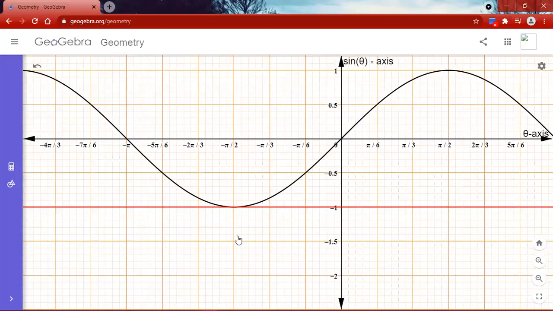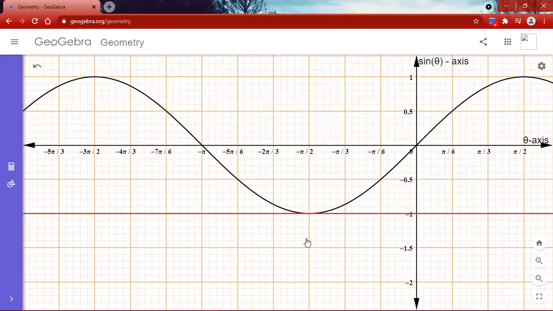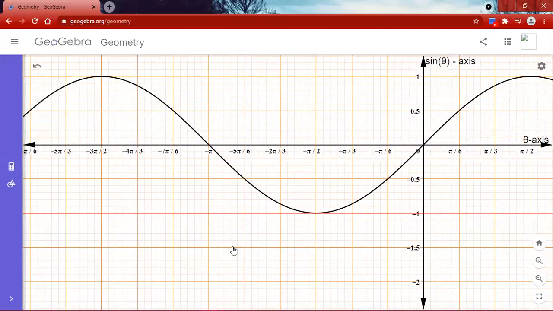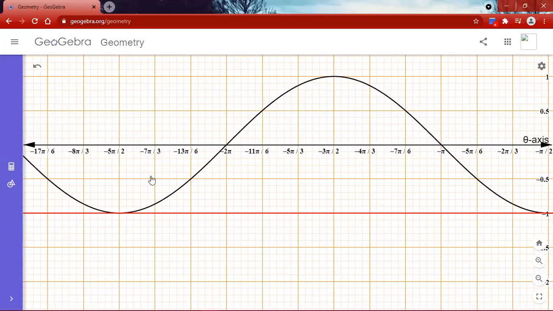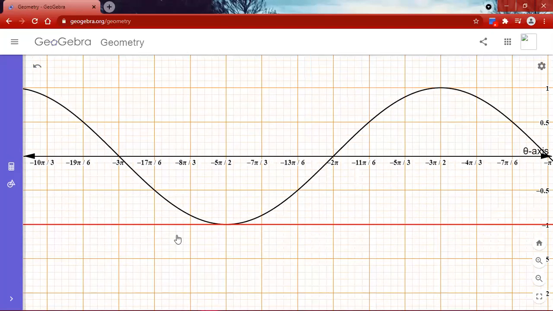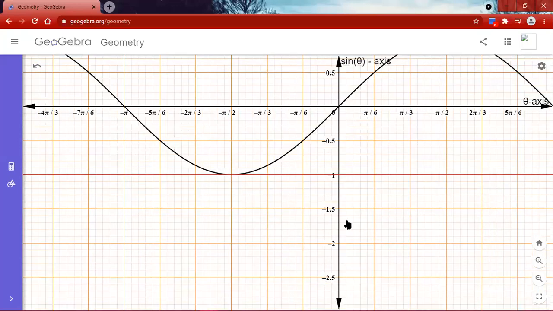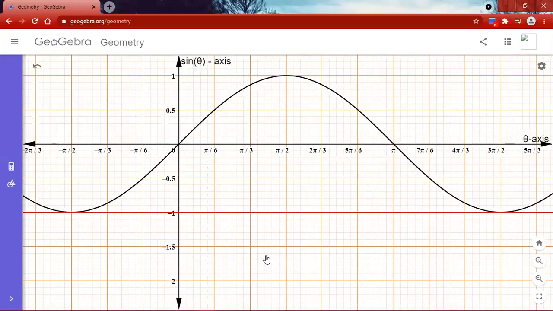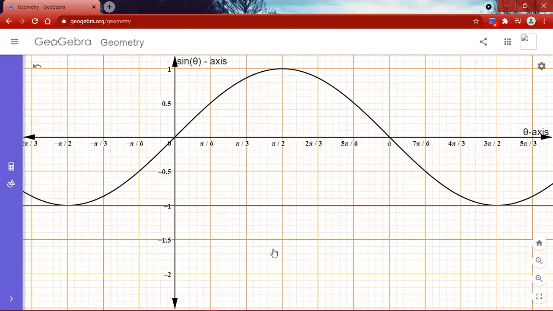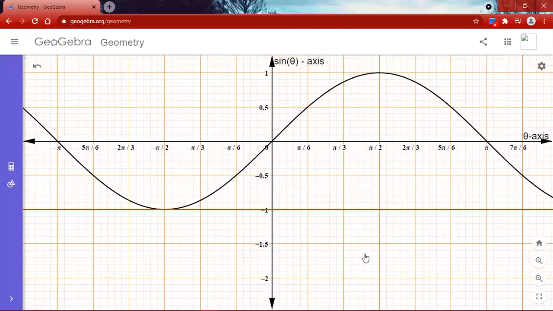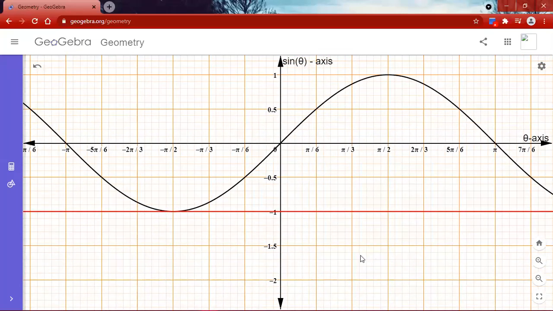Over to the negative side, right? You see that I have negative pi over 2 as a solution, all right? And I have negative 5 pi over 2 as a solution, and so on, right? So that is what I have. Great. That is what I have. All right.